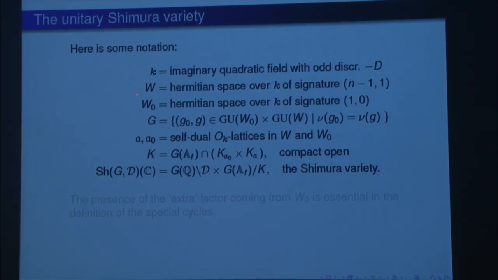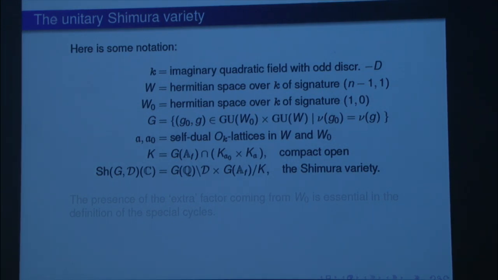Anyway, now what you do is you fix a pair of Hermitian spaces, but notice it's not the Gan-Gross-Prasad situation where this W0 might be of dimension one less. Instead W has dimension n, signature (n-1, 1), and W0 is simply of signature (1, 0).